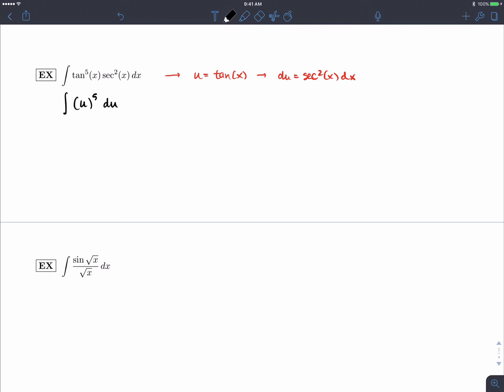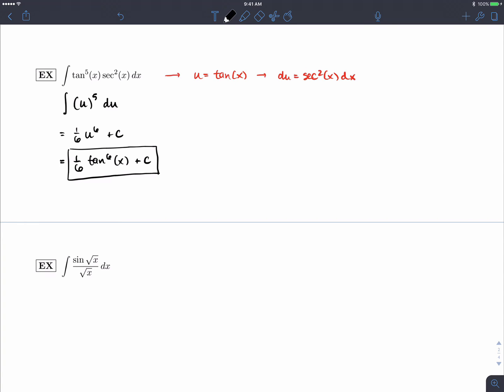So now we integrate this, and we're going to have 1/6 u to the power of 6 plus c, and that just leaves us with 1/6 times the tangent raised to the power of 6 plus c. And then that one is done.